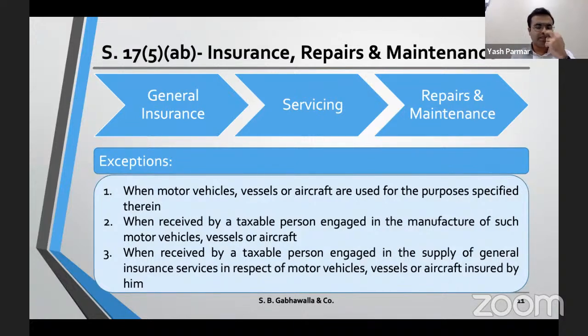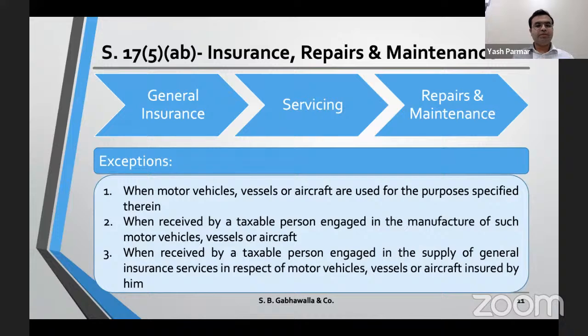The first exception is when a motor vehicle, vessel, or aircraft is used for the purposes specified therein. The exceptions which we saw for clause A, whereby if it is used for further taxable supply of transportation of passengers, or if it is used for transportation of goods, if those exceptions are satisfied, then in that case, ITC of general insurance, servicing, or repairs and maintenance will be available.